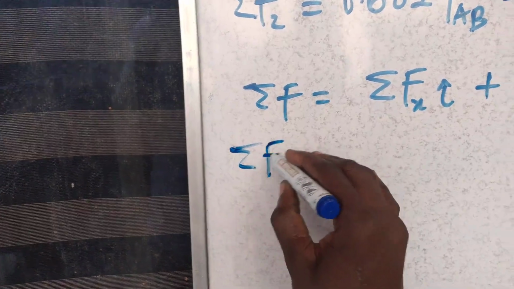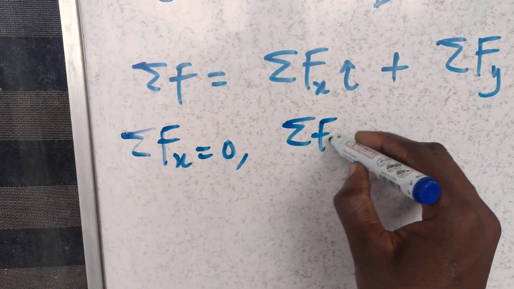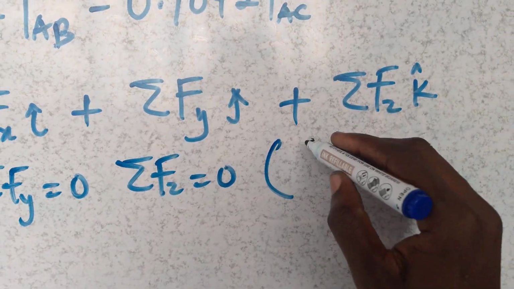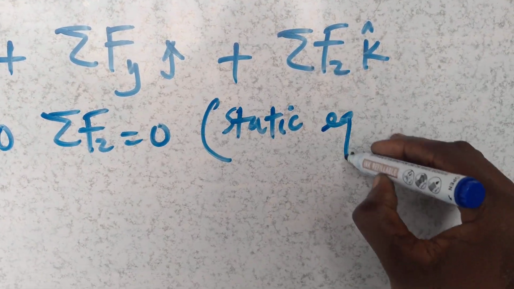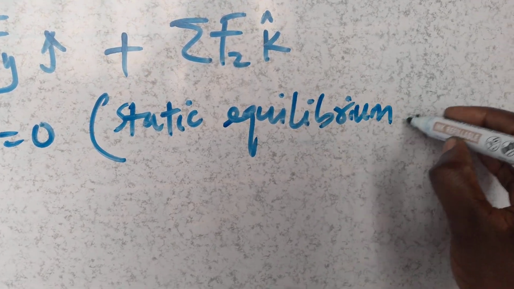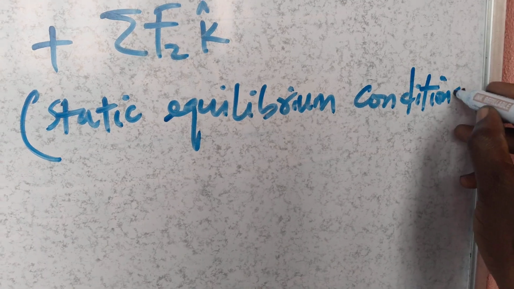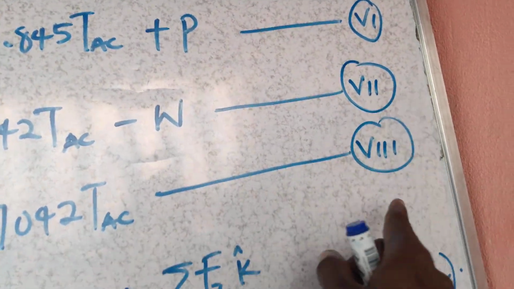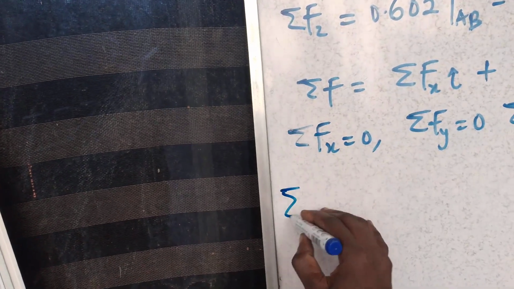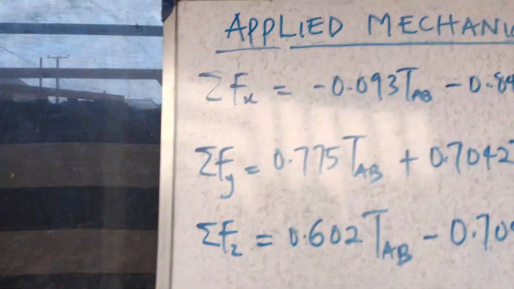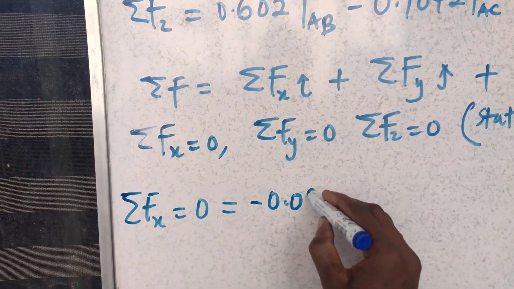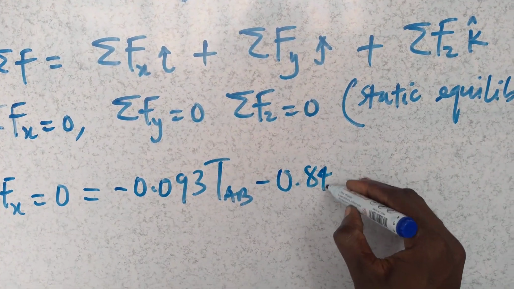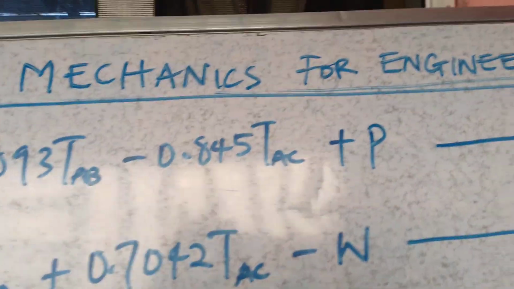The equilibrium conditions are sigma fx equals 0, sigma fy equals 0, and sigma fz equals 0, which is static equilibrium. Static equilibrium conditions for bodies at rest. If we apply that to equations 6, 7, and 8, equation 6 changes: sigma fx equals 0, which is equivalent to minus 0.093 TAB, minus 0.845 TAC, plus P.